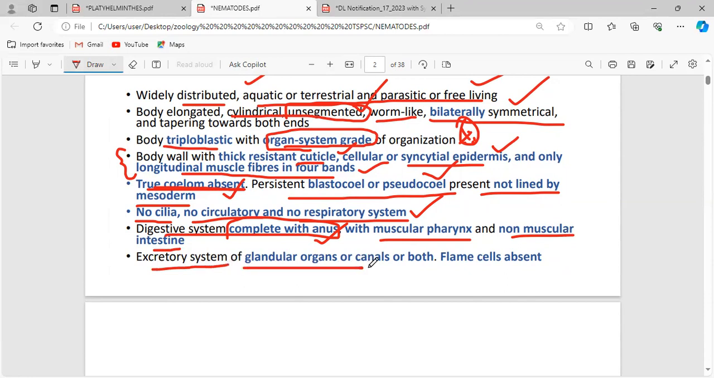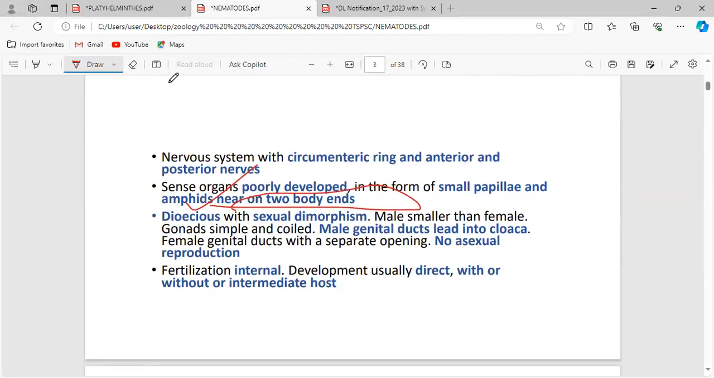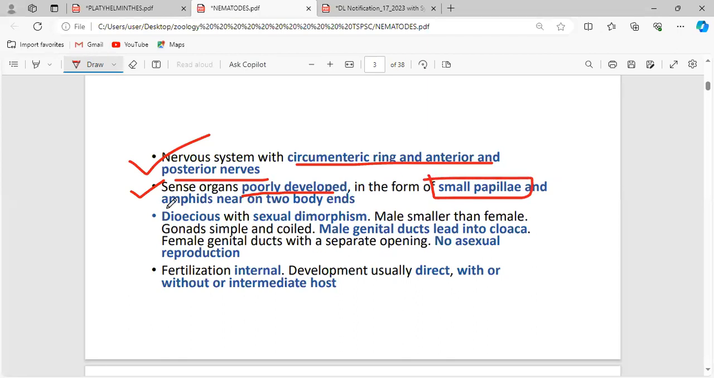Excretory system of glandular organs or canals or both. Flame cells are absent here. See, flame cells are the characteristic present only in the phylum Platyhelminthes, so they are absent in the Nemathelminthes. Next, the nervous system is a circumpharyngeal ring with anterior and posterior nerves, so the nervous system is also developed here. Sensory organs are poorly developed, in the form of small papillae and amphids near the two body ends. So the sensory organs are poorly developed and primitive in nature. Simple papillae are present.